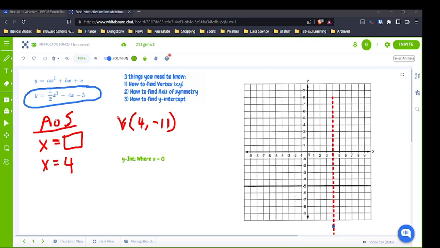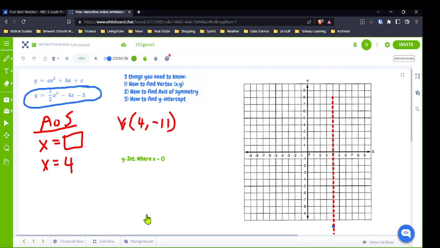All right, now, finally, y-intercept. Well, y-intercept for any curve, whether it's a line, a parabola, something cubic, it's always where x equals 0. So the way we find our y-intercept is we plug in 0 into the equation that defines our curve. In this case, it's that 1/2 x squared minus 4x minus 3.